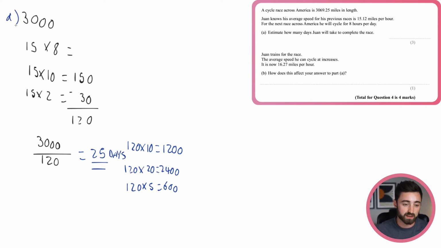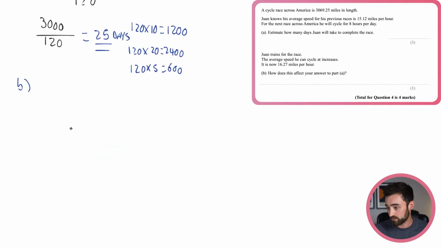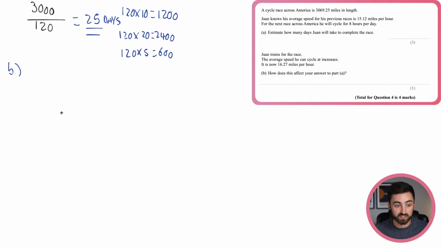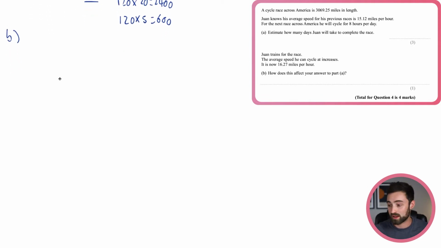Let's have a look at part B. Juan trains for the race. Good on him. The average speed he can cycle at increases. It is now 16.27 miles per hour. How does this affect your answer to part A? Luckily, we don't actually have to do any maths here.